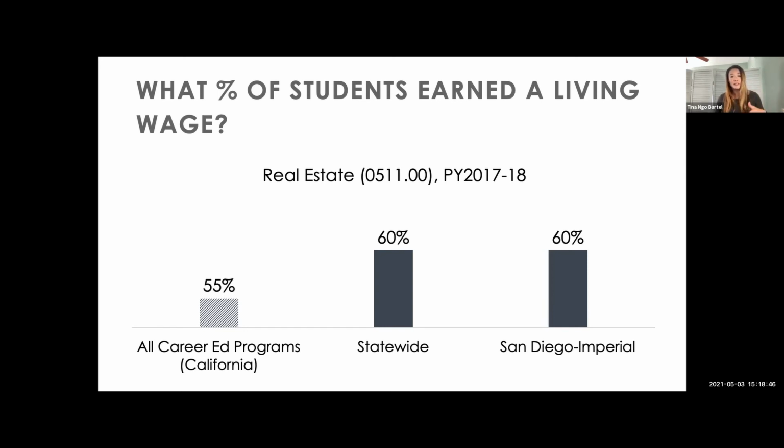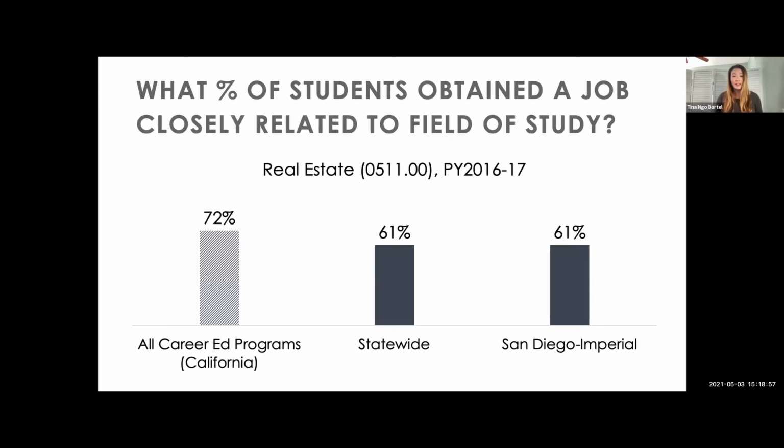I started to talk about this, but the Chancellor's Office also releases a survey. It's called the Career Technical Education Outcome Survey, and they ask students, did they get a job related to their field of study? So we know about survey data, right? It's a question and a point in time when you respond to it. So this is showing the percentage of students who said, yes, I got a job related to my field of study.